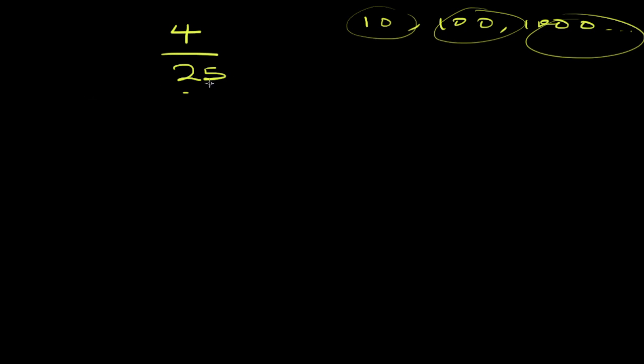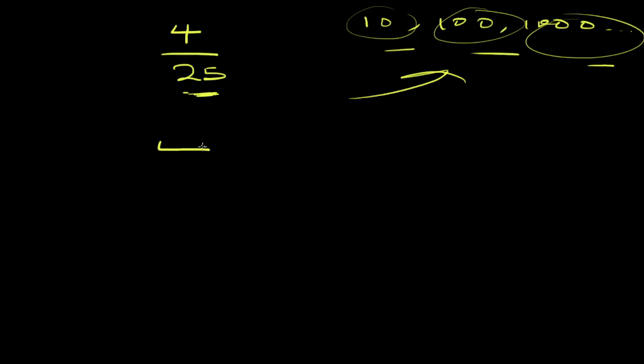Remember that when I was starting, I said when the number is a factor of any of these numbers, we can still do it pretty easily. So what are we going to do here? Can we rewrite the 25 for it to become one of these numbers?